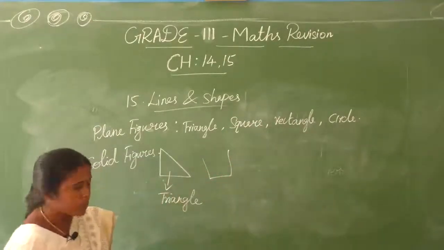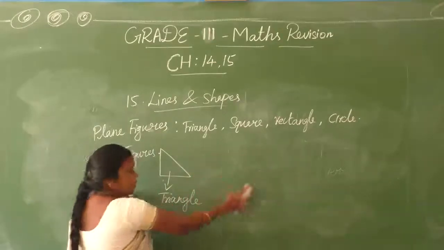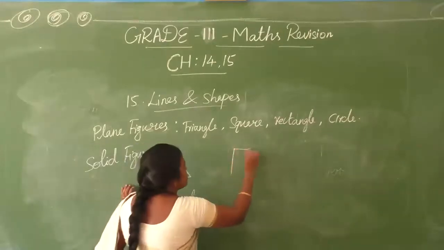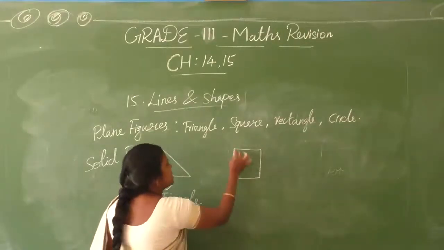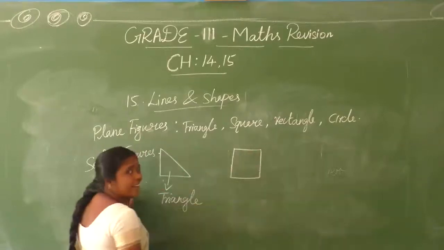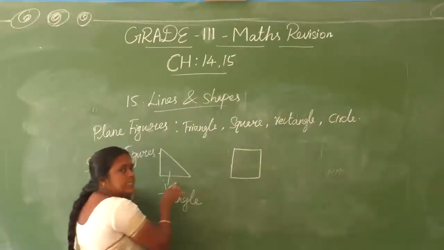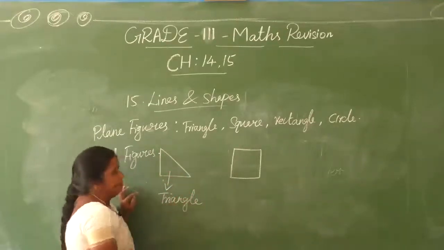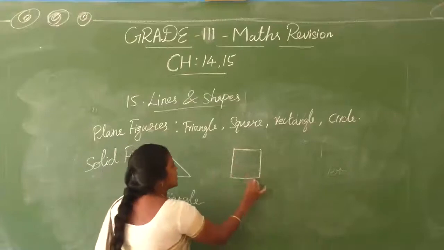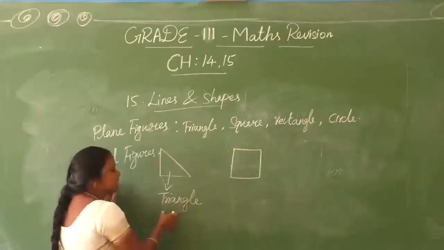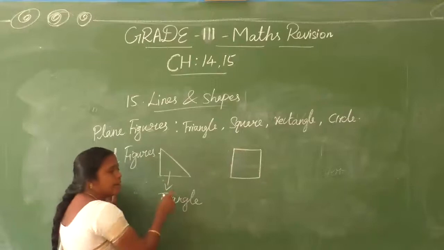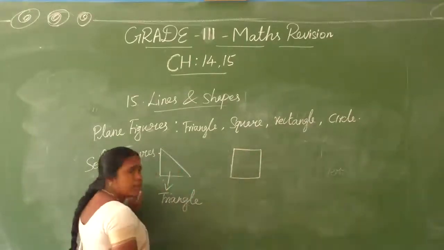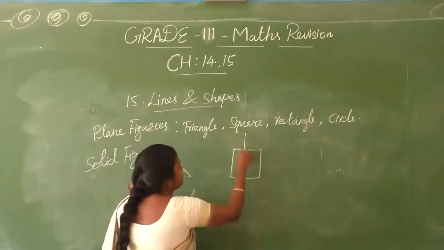Triangle is like this. Three line segments are joined to make a figure. It is called a triangle. Square means four-sided. Each line segment we call a side here. In general it is a line segment, but particularly here it is called a side. So three sides joined is a triangle. When four sides are joined and we get a figure, it is called a square.